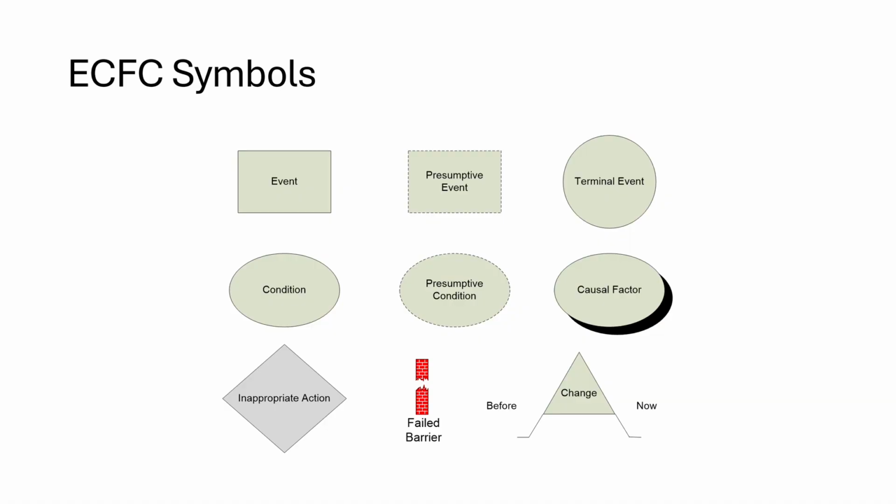Any change, we use the triangle delta type symbol where we capture the before and after. And then your terminal event, so if you have square boxes for just standard events, your terminal event is the round circle. And pause this if you need to just recollect, and I'll try to go back to this a few times.